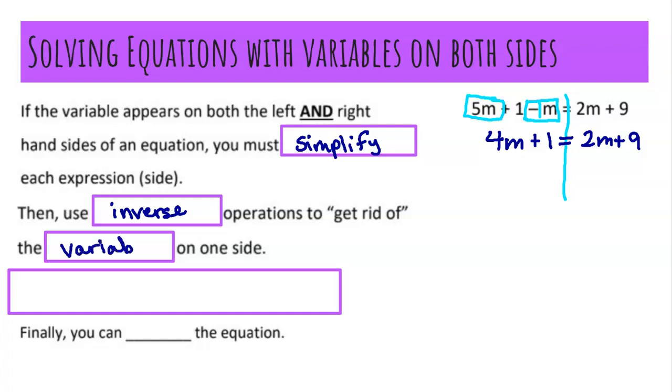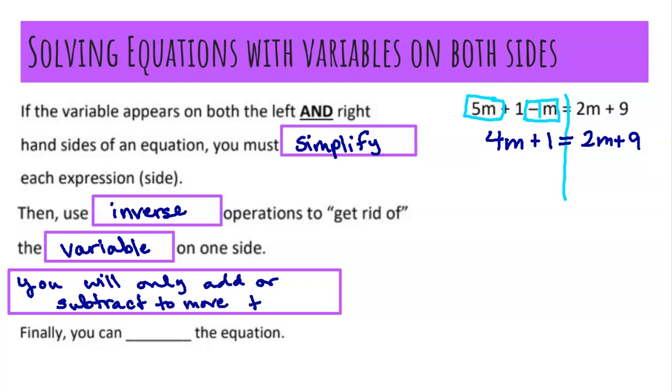Now, something I want you to keep in mind. You will only add or subtract to move an entire term. Okay, so for example, I've got a 4m and a 2m. I need to get them on the same side so I can combine them.